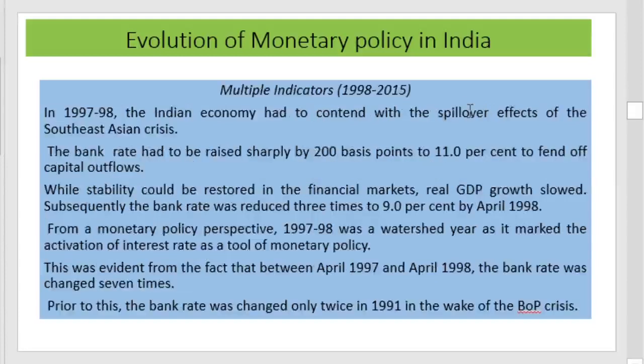The next stage is the stage of multiple indicators, that is from 1998 to 2015. That is, from monetary targeting, we shifted our objective to multiple indicators. In 97-98, the Indian economy faced the spillover effect of the Southeast Asian crisis. The bank rate had to be raised sharply by 200 basis points to 11%.